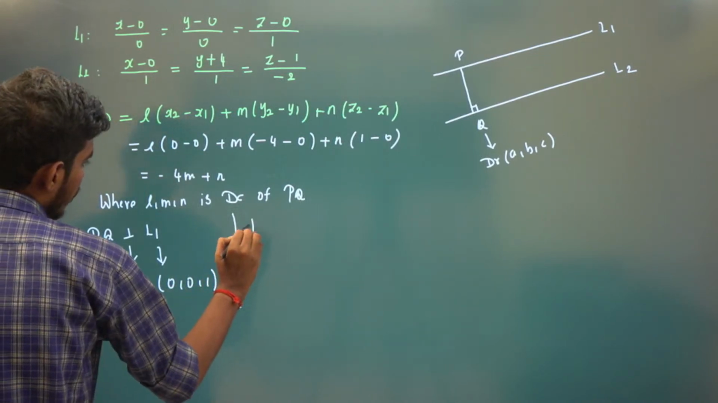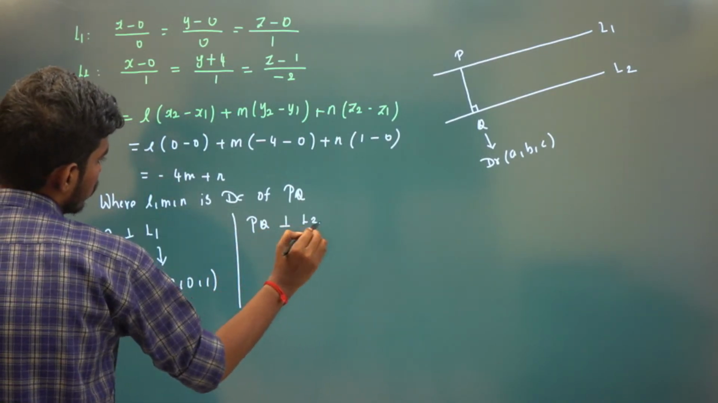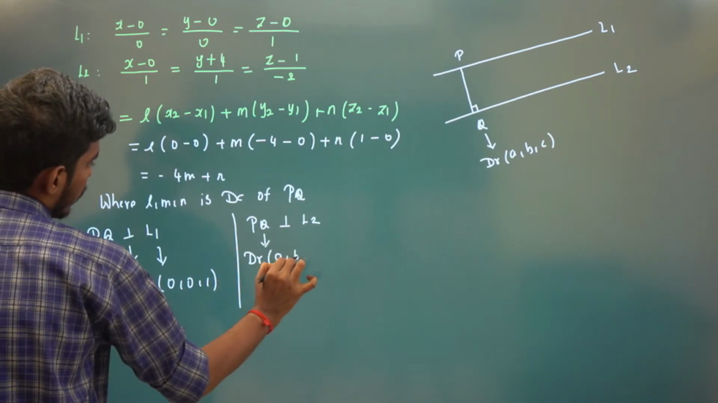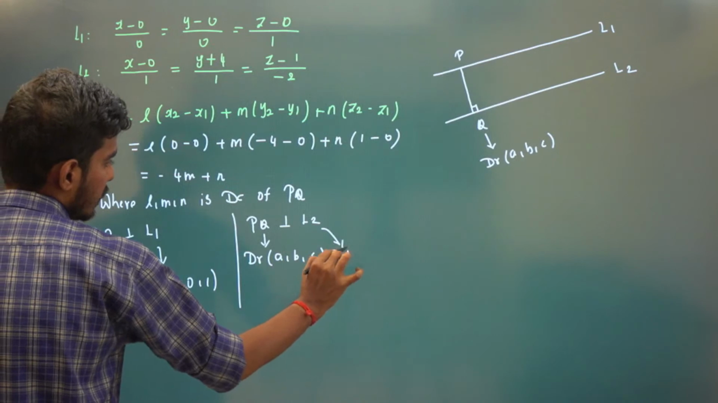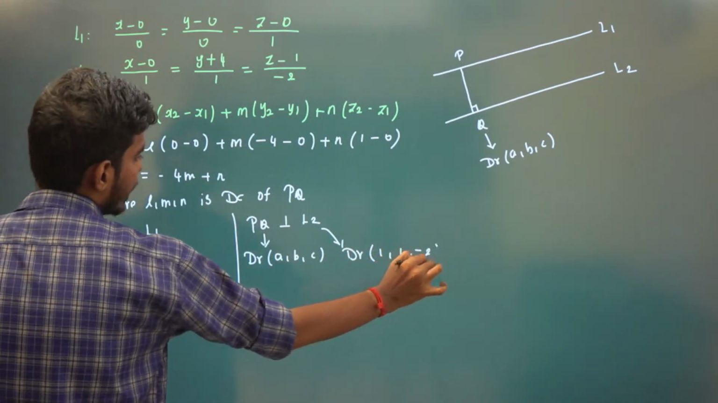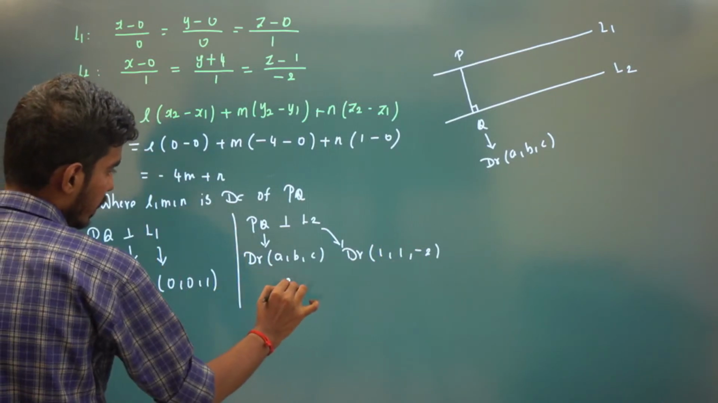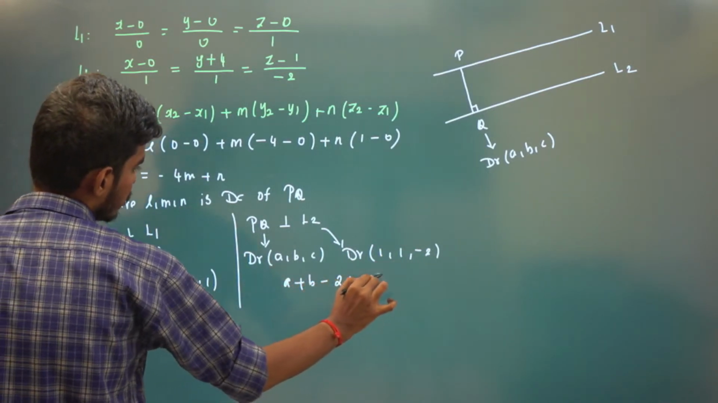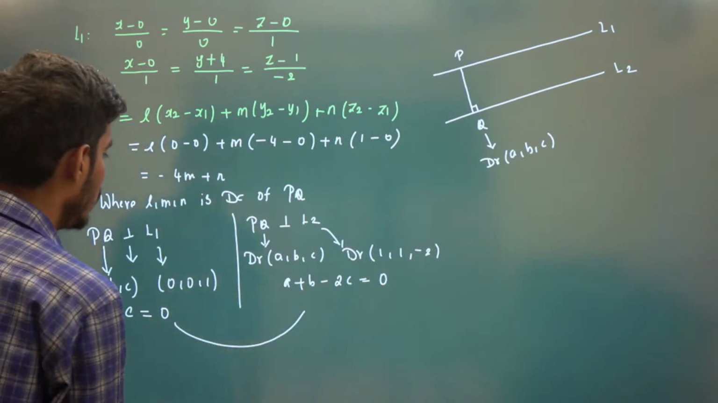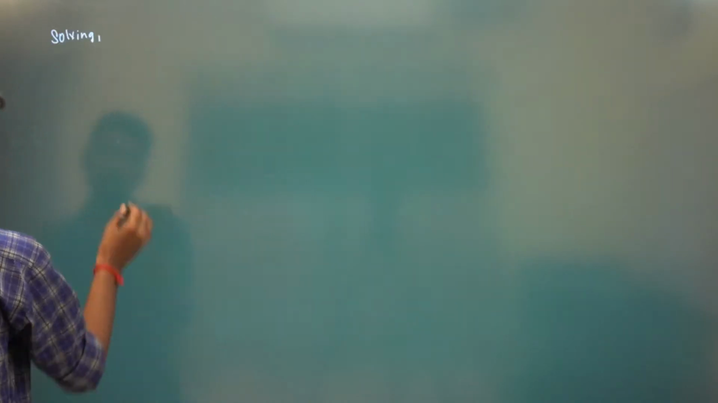Similarly, PQ is perpendicular to L2 also. This has direction ratio a, b, c, and line 2 has direction ratio 1, 1, minus 2. Again they are perpendicular, so a plus b minus 2c is equal to 0. Now solve this and this. So we know c is 0. If c is 0, a will be minus b.